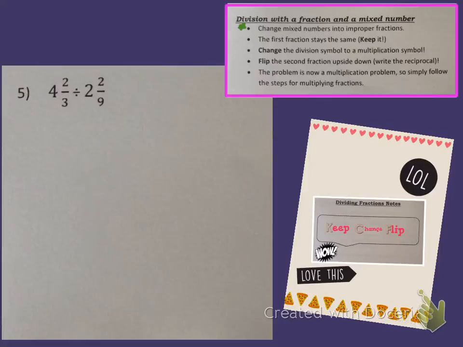In this problem, we have two mixed numbers, which means we have to convert both of them to improper fractions. So let's do 4 2/3 first. 3 times 4 is 12, plus 2 is 14. So we get 14/3 for the improper fraction there. And then we have 2 2/9. Well, 2 times 9 is 18, plus 2 is 20, so we have 20/9 for the improper fraction here. So let's go ahead and rewrite our problem.